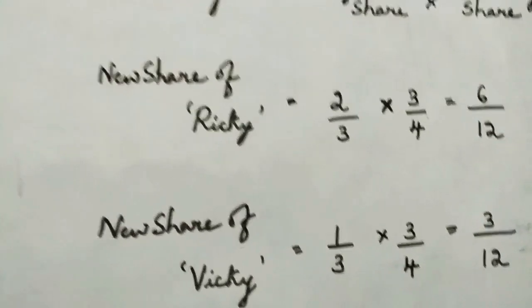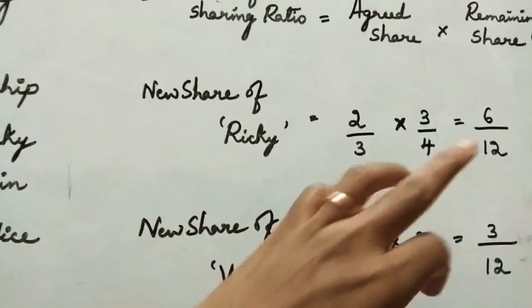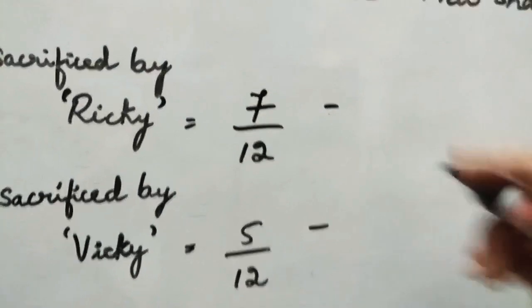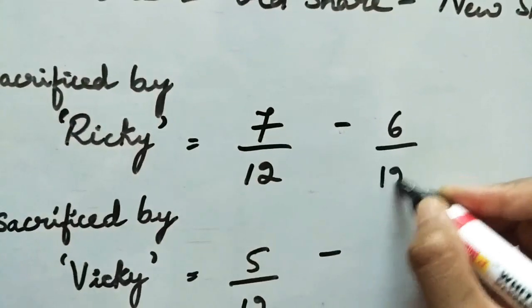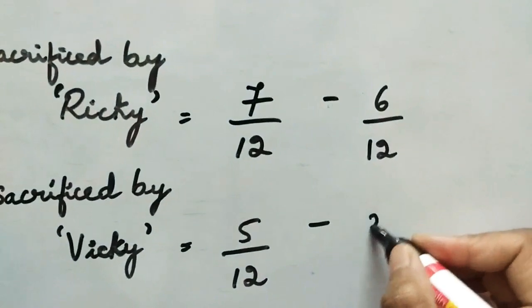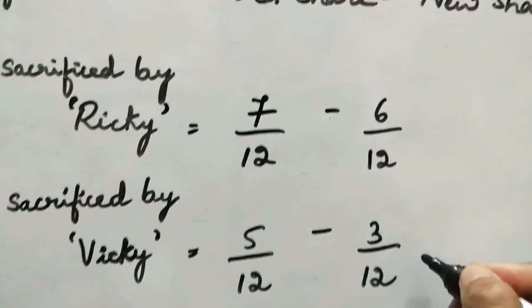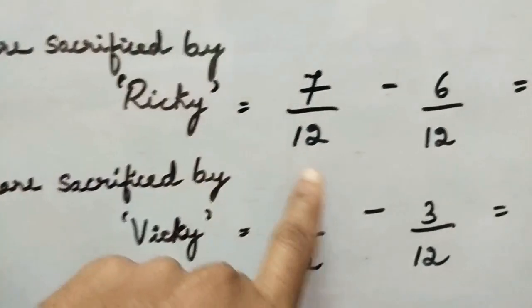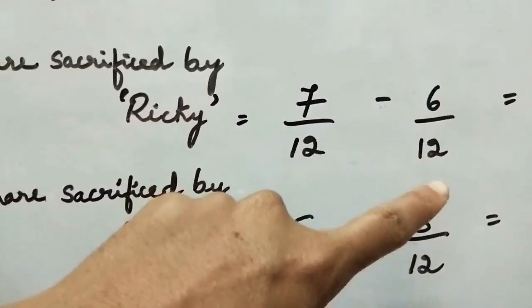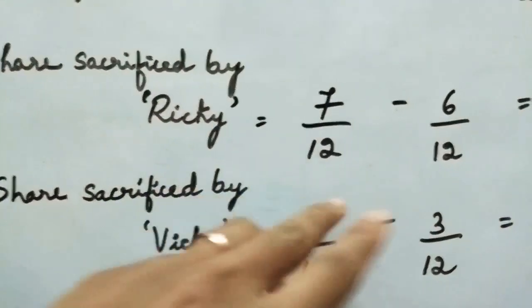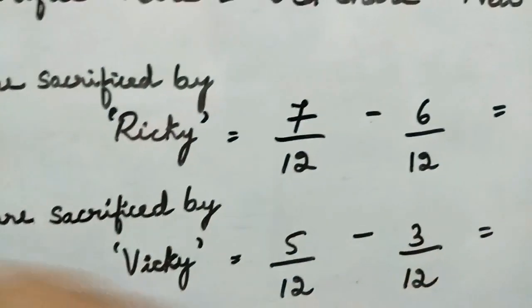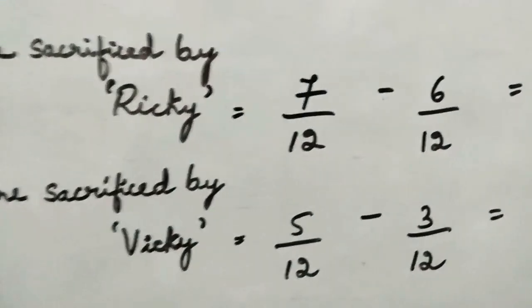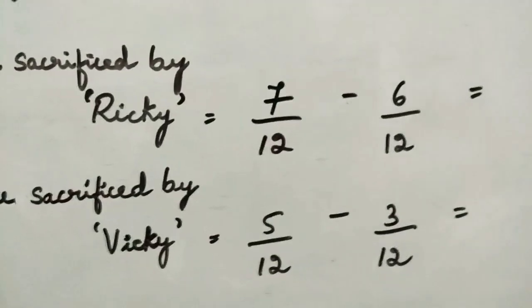Next, new share. Moving towards the next part, we have already calculated the new share of Ricky and Vicky: 6/12 and 3/12. We are going to take that now. 6/12 and 3/12. Now just observe. Could you all see that when plus or minus is there, we have to observe the denominations. Your denominations are same, there is no change, so we need not go for the LCM calculation. We can go only for the calculation of the numerators.